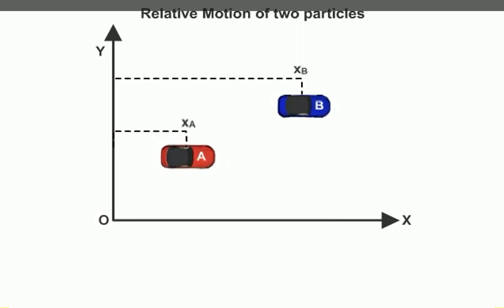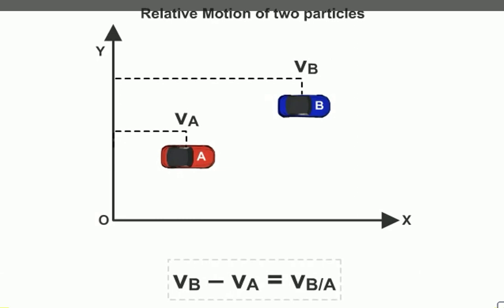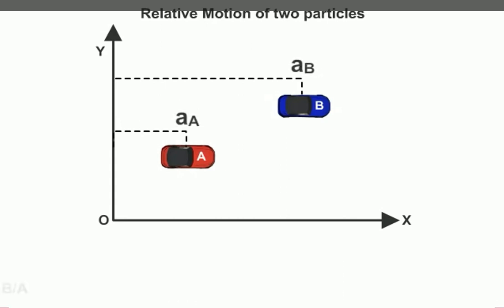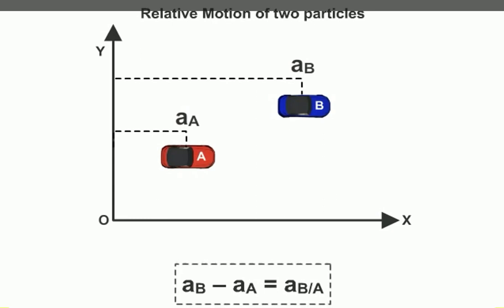The rate of change of distance is velocity. Hence, by differentiating the equation, we get the relative velocity of B with respect to A, and it is denoted like this. The rate of change of velocity is acceleration. Hence, by differentiating the relative velocity of B with respect to A, we get the relative acceleration of B with respect to A. It is denoted like this.